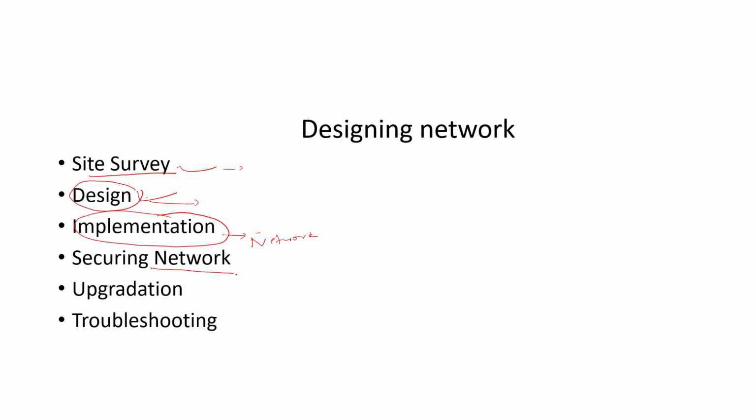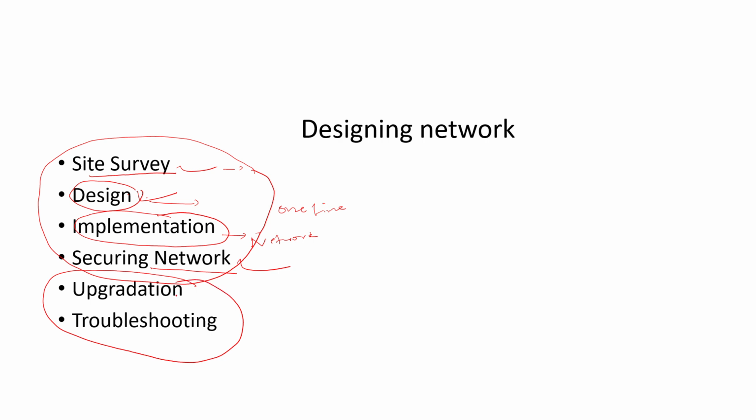Then you have to secure the network from the attacker, right? You don't want to keep your network open, so you have to secure your network. Like, in real life, you would paint your house, right, to protect it from the rain. The same way, to protect from the attacker, you have to secure your network. You have to do all this one time. It's a one-time process, all these things. Then the next one, upgradation and troubleshooting. It's a lifetime process. It's not one time.